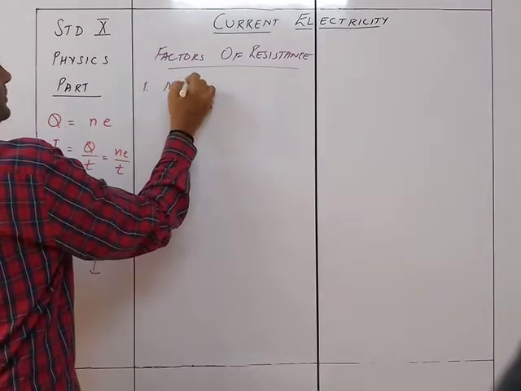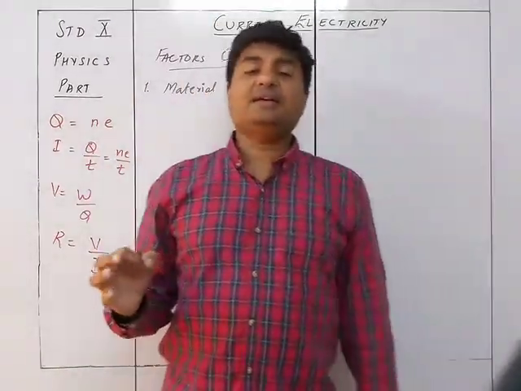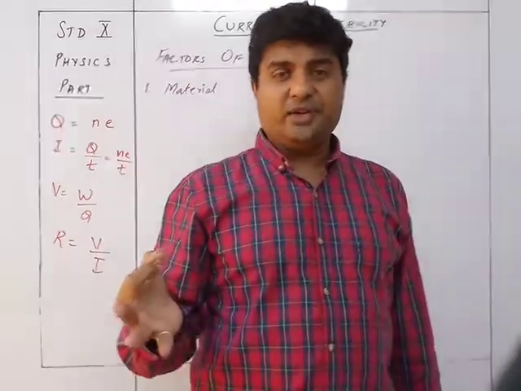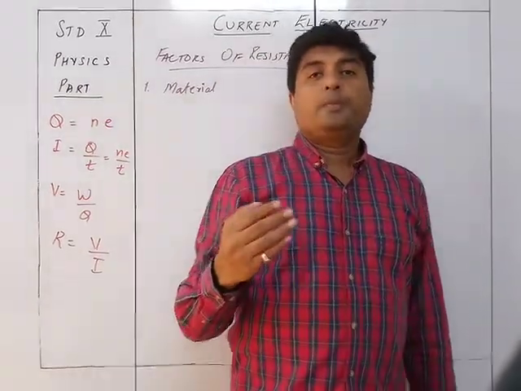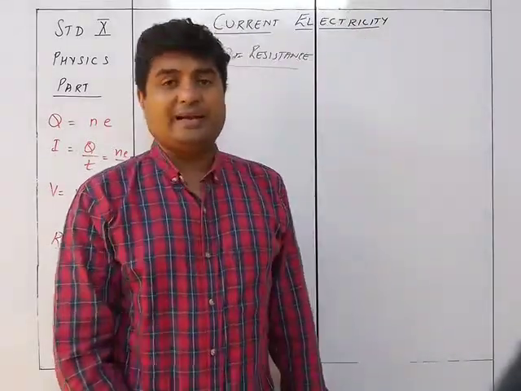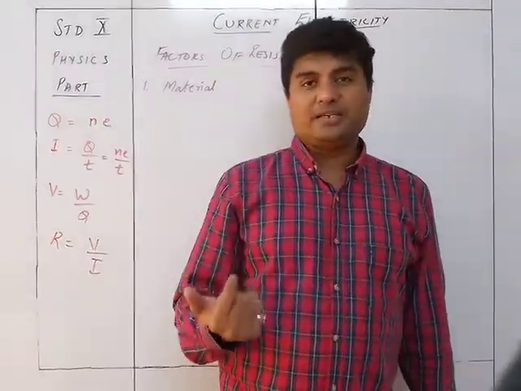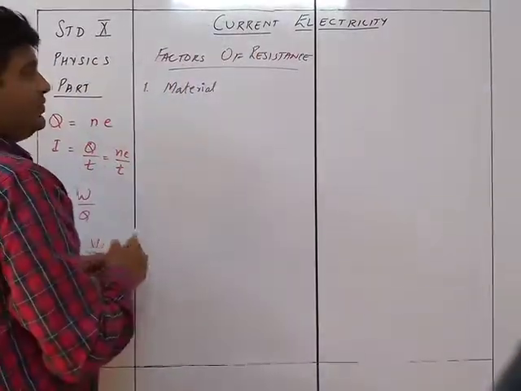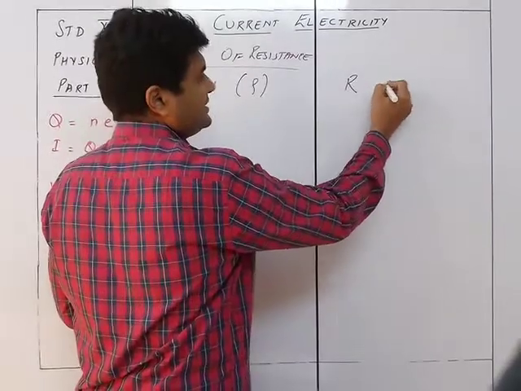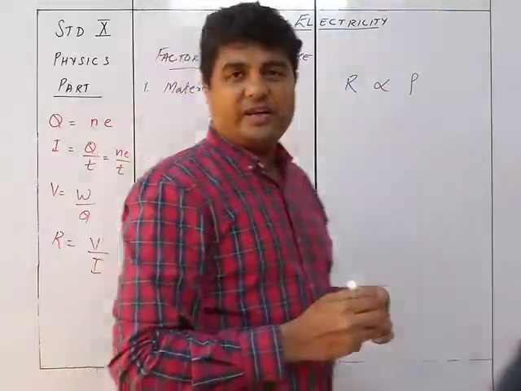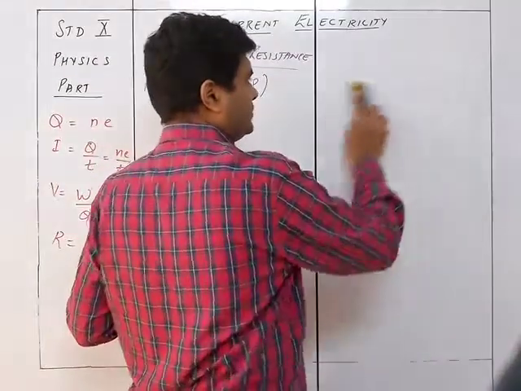The first one is the material. The material of the conductor: whether it is a good conductor or a bad conductor, and what its resistivity is, whether the resistivity is high or low. Depending upon the properties of the material, whether it is able to conduct electricity or not, the resistance of the conductor will depend. We take that as rho. So we can say that the resistance is directly related to rho, the resistivity of the material. We can look at rho later, because anyway it is going to be a constant, so let's not take it now.